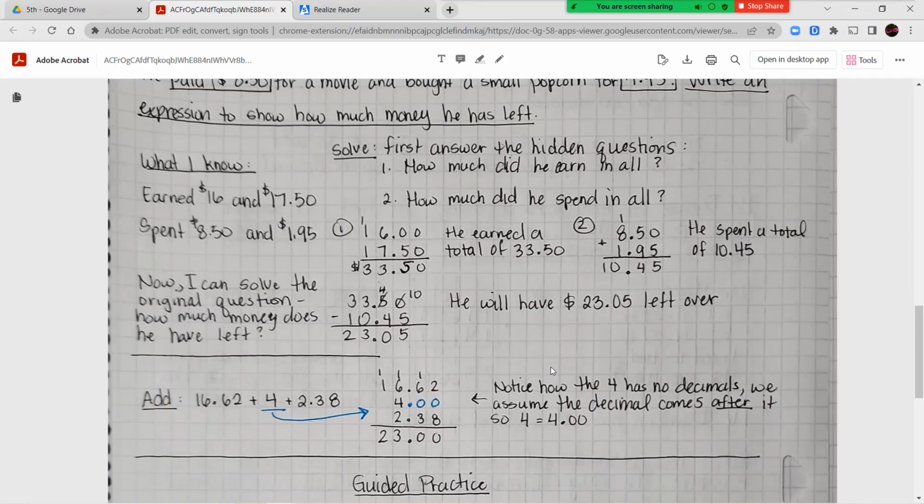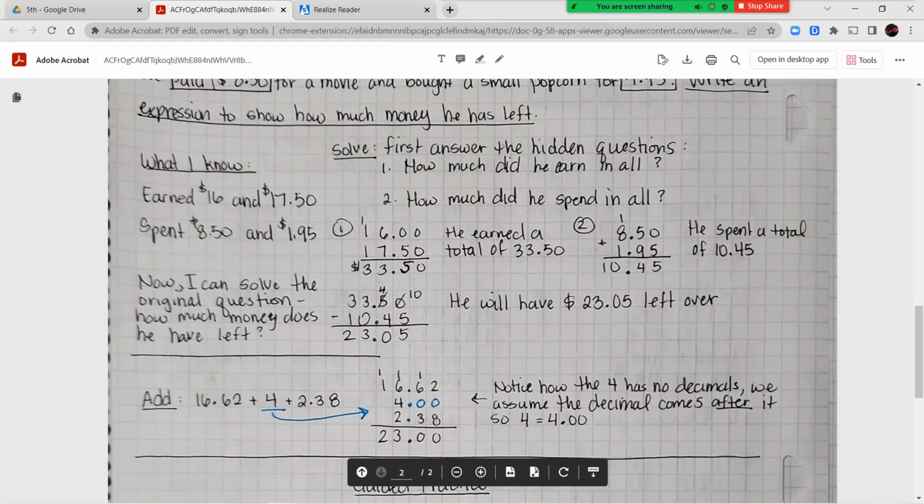Our next example says add $16 and 62/100ths plus 4 plus 2 and 38/100ths. Now notice how the 4 doesn't have any decimal points. So we will assume that the decimal point is going to come after it. And we can put zeros as placeholders there if we want to. Now we're going to add these numbers.